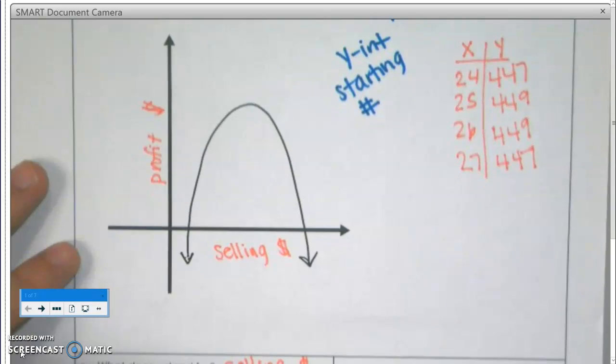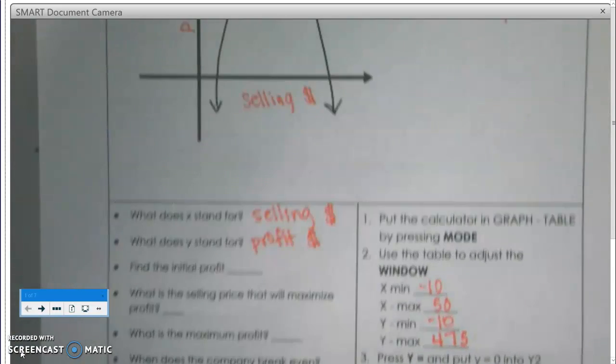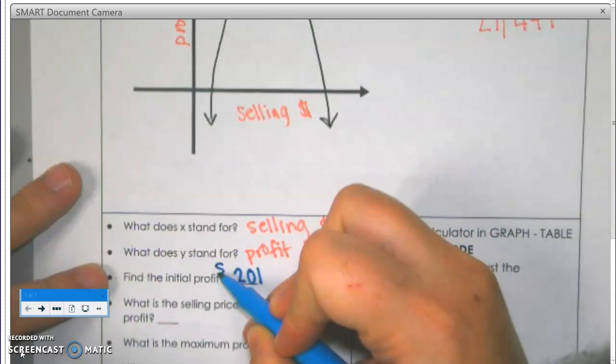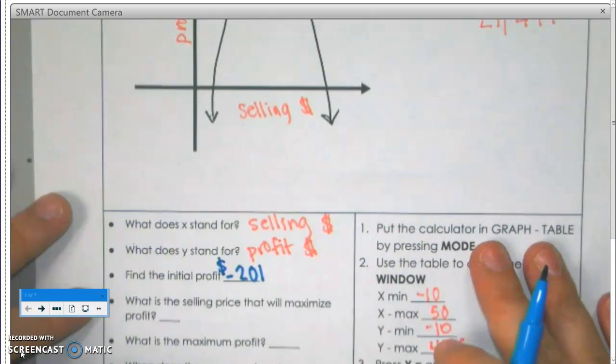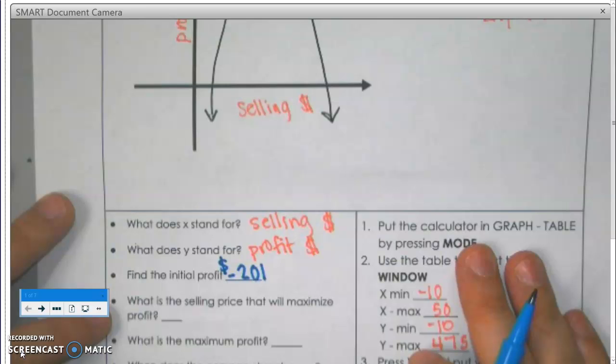So the initial profit was negative $201. Not off to a good start. But that happens with companies because a lot of times they have expenses. They don't start making money until they actually sell things. So what selling price will maximize the profit and what is the maximum profit?